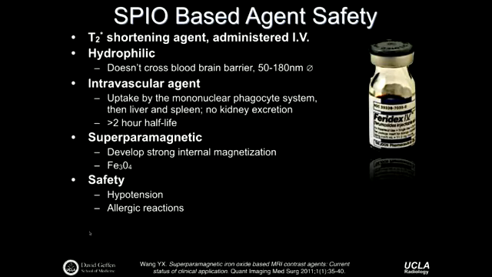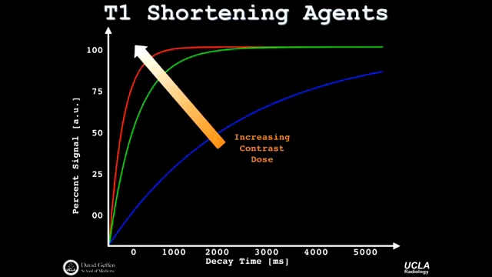As with any of these agents, there's always a little bit of safety considerations with regard to adverse outcomes or adverse events, but they're typically things like hypertension, low blood pressure, and allergic reactions, mostly very safe agents. When we talk about what a T1 shortening agent does, this is all we mean. If this was the native tissue's T1 recovery curve, this blue curve, as I increase the concentration or increase the dose of the contrast agent, I just get shorter and shorter T1s.